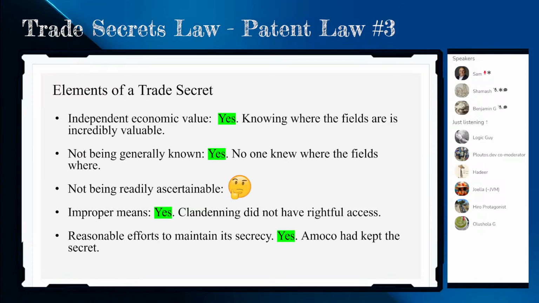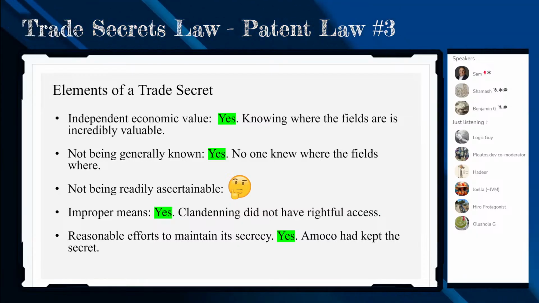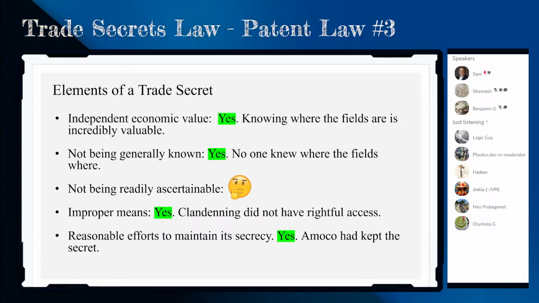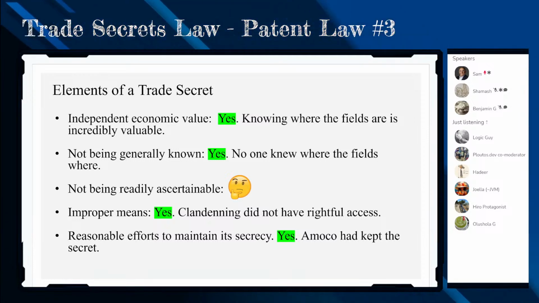On slide 9, we go through elements of a trade secret. Did this information have independent economic value? Yeah. Knowing where the fields are is incredibly valuable. In fact, Laird was trying to sell that information. Was it not generally known? That's true. It wasn't published that these oil wells or oil fields exist. Was it readily ascertainable? Let's put a pin on that.